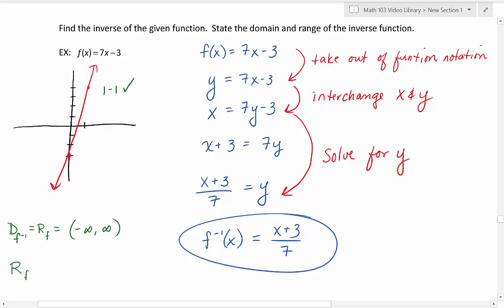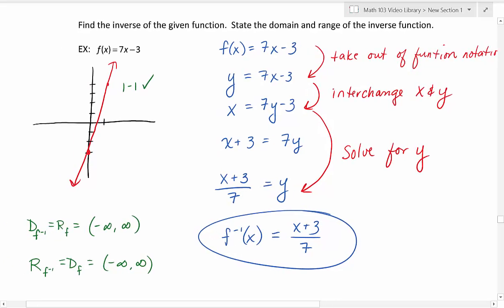And then the range of our inverse function is the same as the domain of our original function. So let's look for the domain of the graph we drew. Again, we have an arrow to the left and an arrow to the right with no breaks in between, which gives us a domain of negative infinity to positive infinity. So both the domain and range of our inverse function is negative infinity to positive infinity.